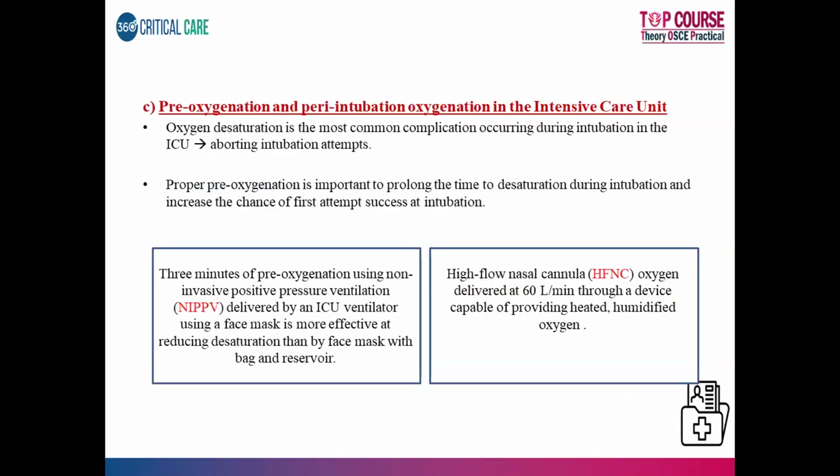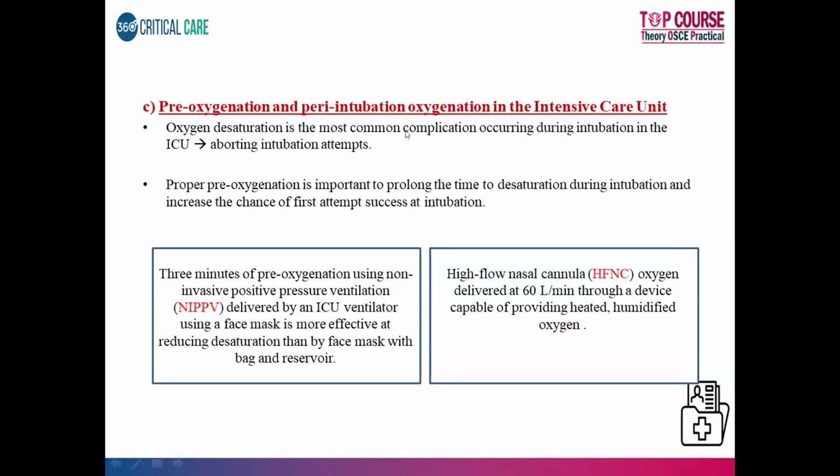The third one is pre-oxygenation, which is very, very important in an ICU patient. And also the peri-intubation oxygenation, also known as apneic ventilation or apneic oxygenation. As we all know, oxygen desaturation is the most common complication occurring during intubation in an ICU patient, which may sometimes lead to aborting the intubation attempts. So proper pre-oxygenation is important in order to prolong the time to desaturation and also to increase the chance of first attempt success at intubation.